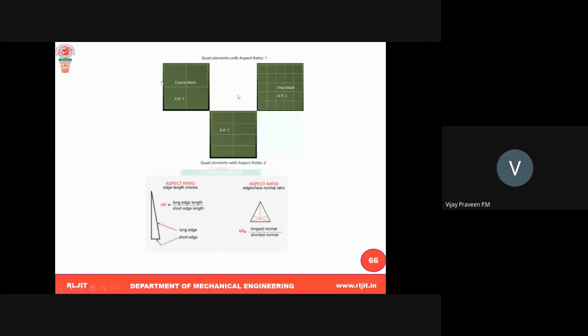But usually it can't be maintained. When you reduce the size of the element, it will definitely vary. Take an example here. This one is a coarse mesh, and this one is a finer mesh. You can see the elements are perfect squares, so AR equals 1. But come to the third one. Here the width is more compared to the height, so the AR becomes 2. The aspect ratio becomes 2.